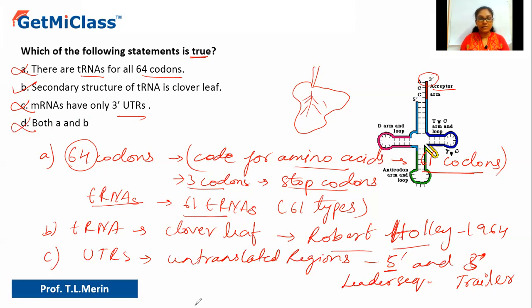So what is the correct answer? The correct answer is option B, that is, the secondary structure of tRNA is cloverleaf.